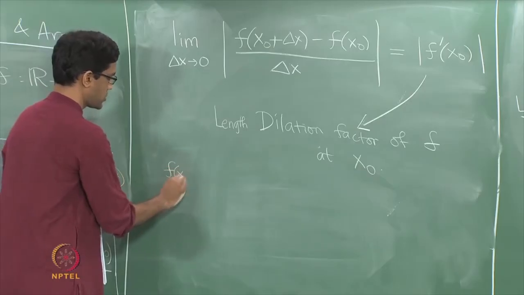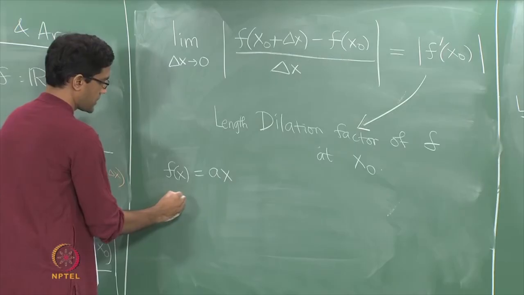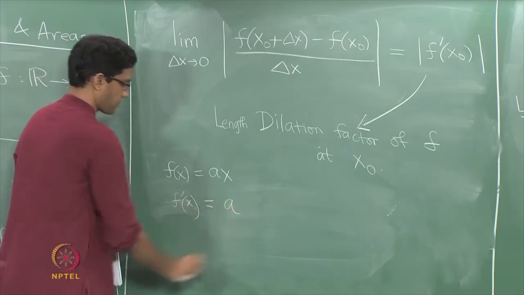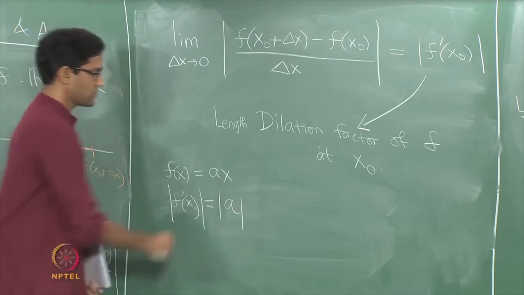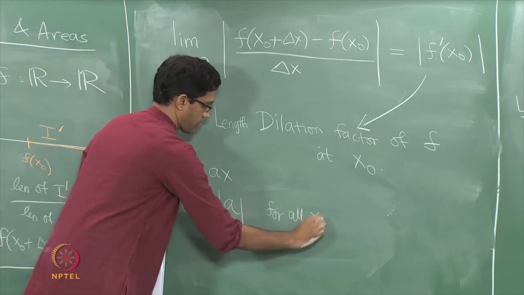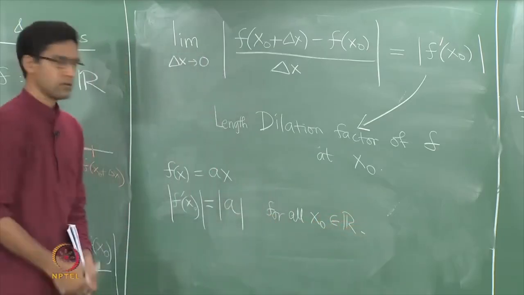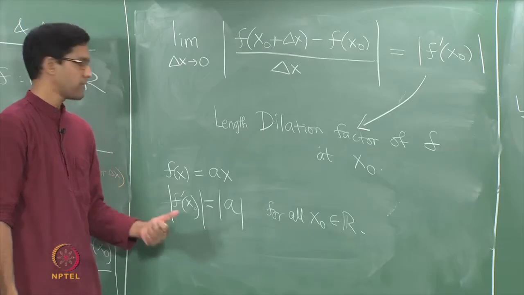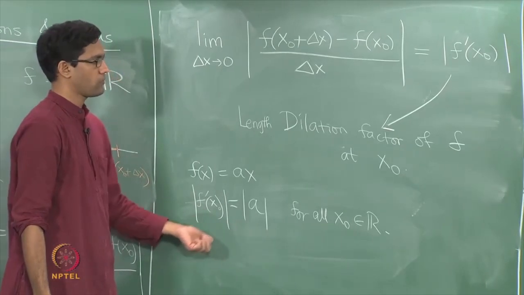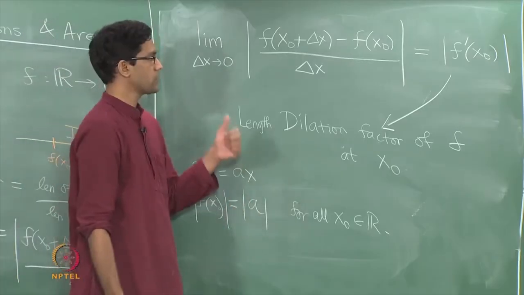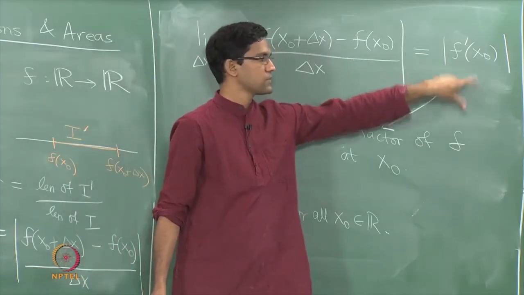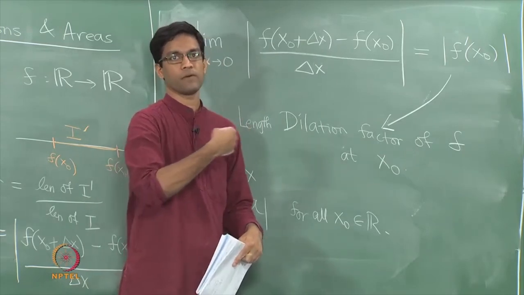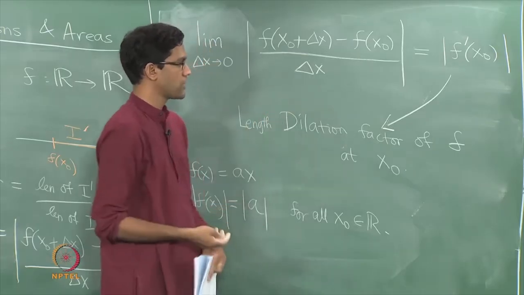So observe, if f of x is just the function a x, then if you compute f prime at x naught for any point x naught, the answer is always a. So the absolute value is just the absolute value of a. This is independent of x naught, this is for all x naught. That's the reason why if it is a linear transformation, you always get a uniform dilation. The amount of dilation is always modulus of a, no matter what point x naught you are talking about. But for a general differentiable function, this may not happen. For different points x naught, the value of the derivative might be different. And so what the function really does is to dilate intervals differently depending on where the point is. So this is really a non-uniform dilation in general.